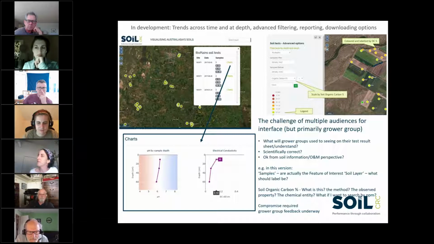Same with, you know, we've got soil organic carbon there, percent, and we go, oh, what's soil organic carbon? Is that your method? Is that the thing that you're measuring? What if I want to see it in ppm? So we play with pulling those concepts apart, just trying to get that interface right for a bunch of formulas.